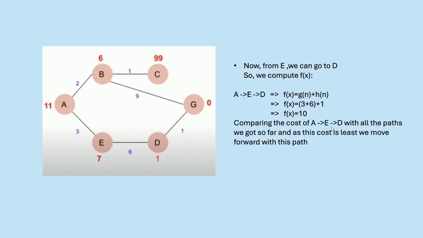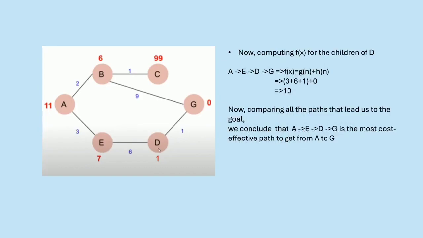Now from E we can go to D, so we compute f of x. A to E to D, f of x equals g of n plus h of n. f of x is 3 plus 6 plus 1, so f of x equals 10. Comparing the cost of A to E to D with all the paths we got so far, as this cost is least, we move forward with this path.